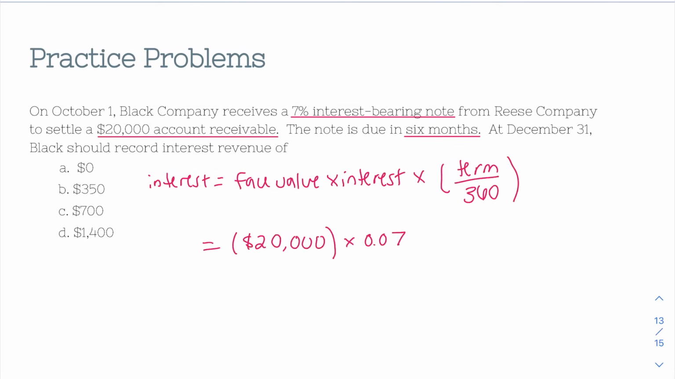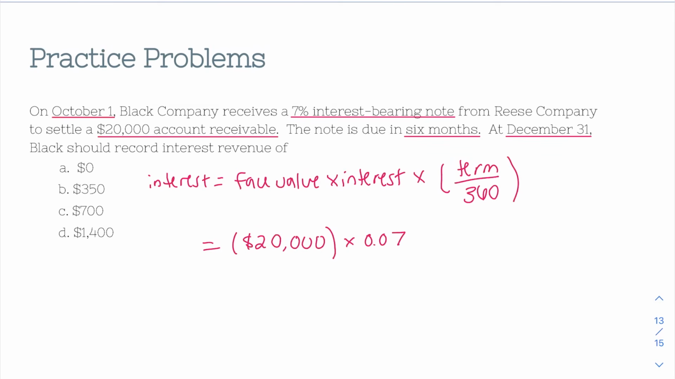So 0.07. And then this is the tricky part. Our term divided by 360. So it tells you that the note is due in 6 months, but it's a little bit confusing because the note was issued on October 1st, and it's asking us how much interest we should record as of December 31st. And that is what you need to figure out for the term. It's not the term of the total note, it's just the term that we're looking at here.